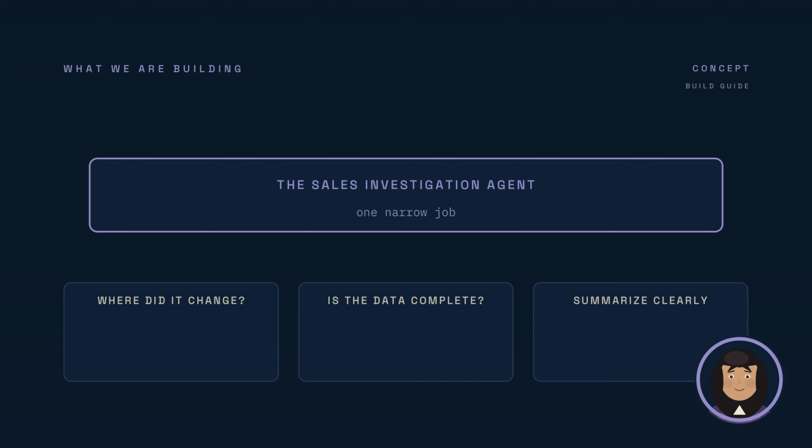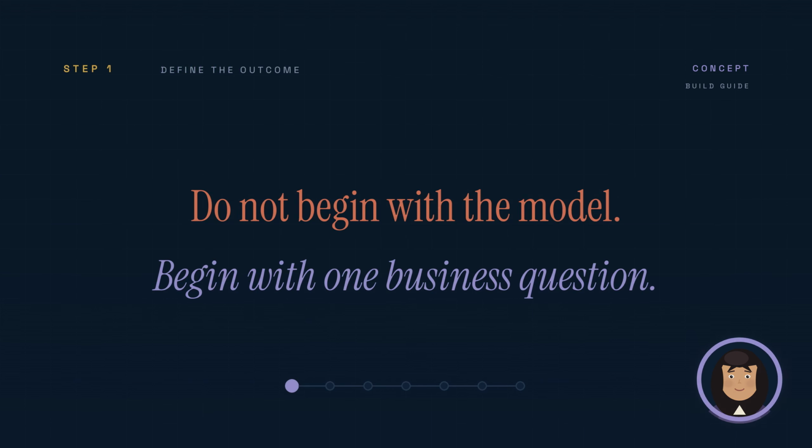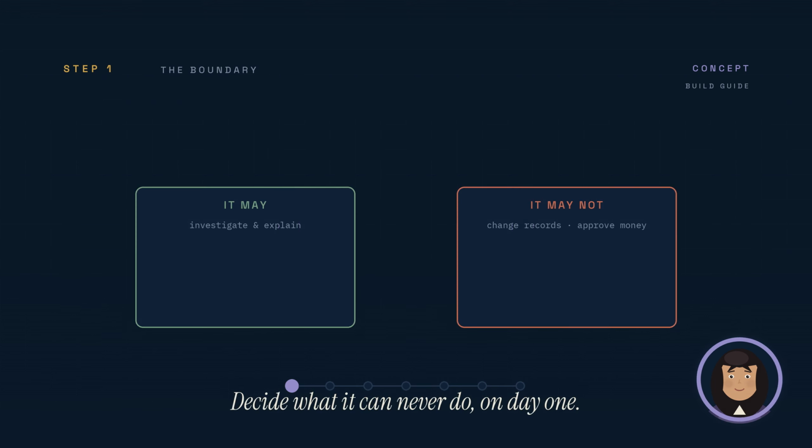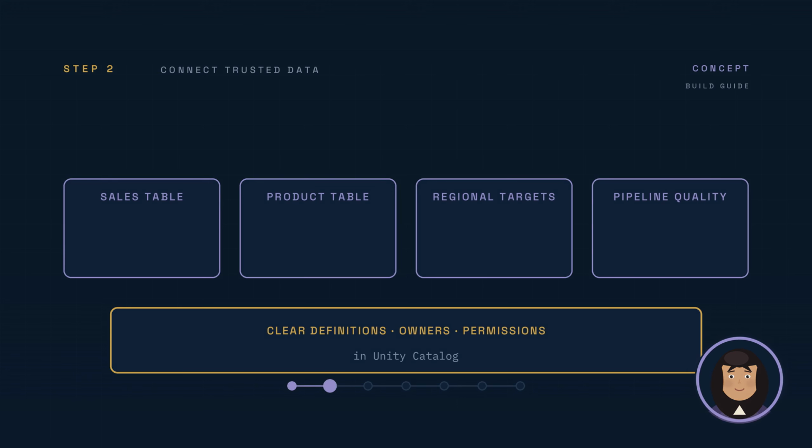Let us build a simple sales investigation agent. Its job is narrow. When revenue changes unexpectedly, it should identify where the change happened, check whether the data is complete, and produce a clear summary. The first step is defining the outcome. Do not begin with the model. Begin with one business question. Who will use the agent? What decisions should it support? Which actions should it never take? For our example, the agent may investigate and explain, but it cannot change sales records or approve financial actions.